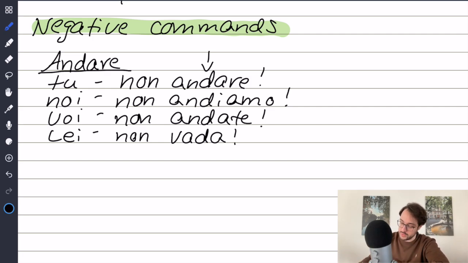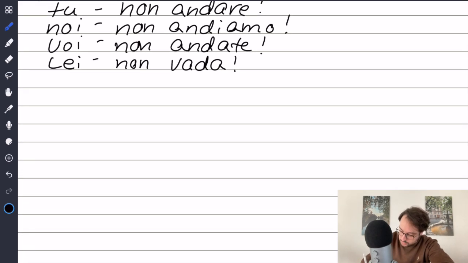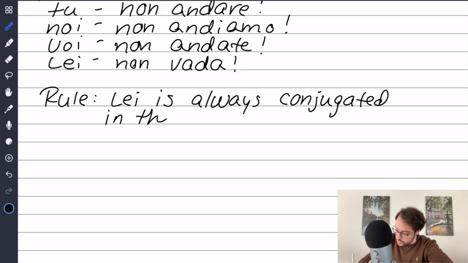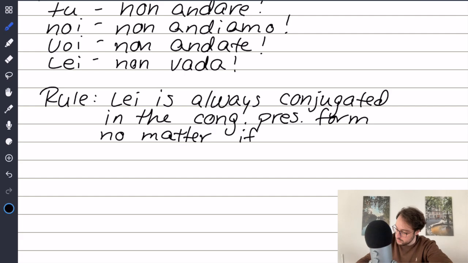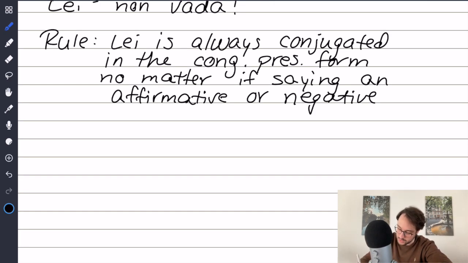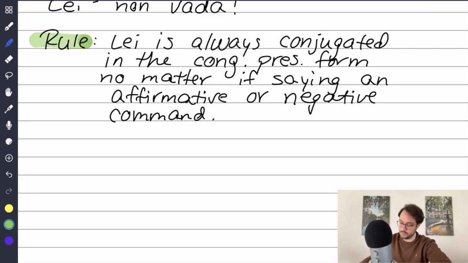Now, in an affirmative, let me write that down for you guys. So, rule: yet again in the imperative, in the imperativo, lei is always conjugated in the congiuntivo presente form, no matter if saying an affirmative or negative statement or command. I'm going to say command. Cool. That is our rule. Very important here. Always that way.